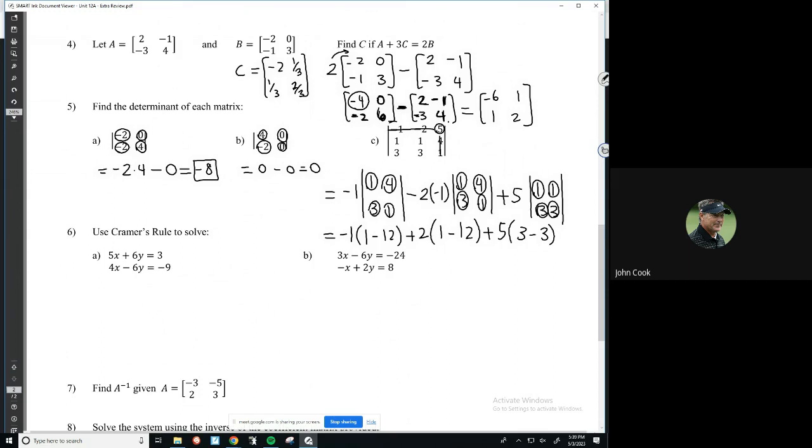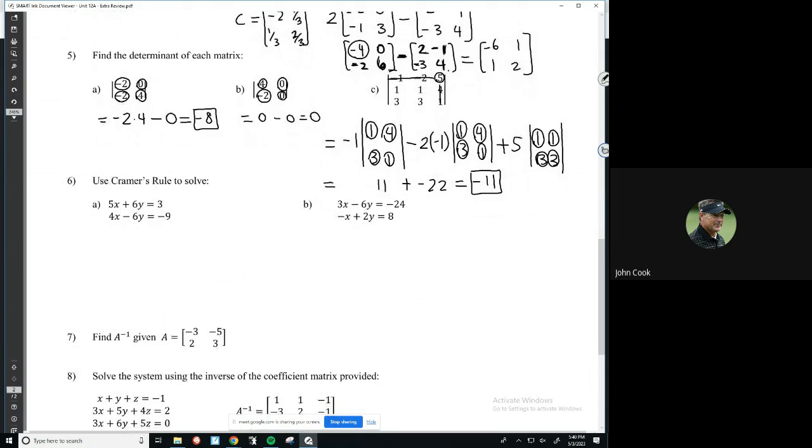Okay, so almost done. 1 minus 12 is -11. 1 minus 12 is -11. 3 minus 3 is 0. So this just becomes 0, so I can get rid of that. And then let's see, distributing in, I get a +11 and then a -22. So 11 minus 22 is going to be -11. So there's my determinant for my 3 by 3.